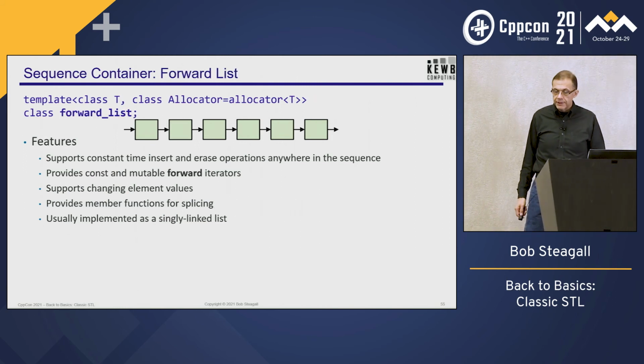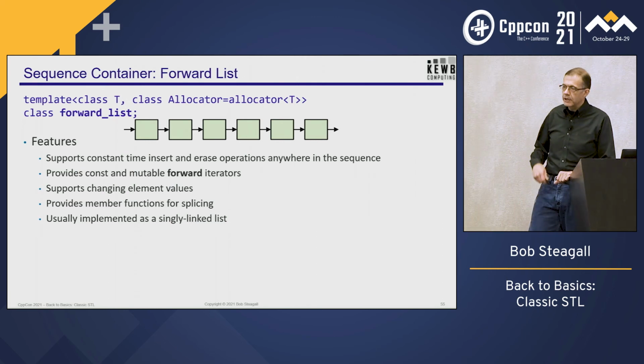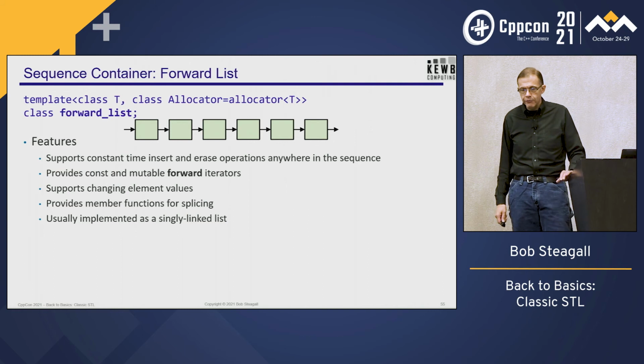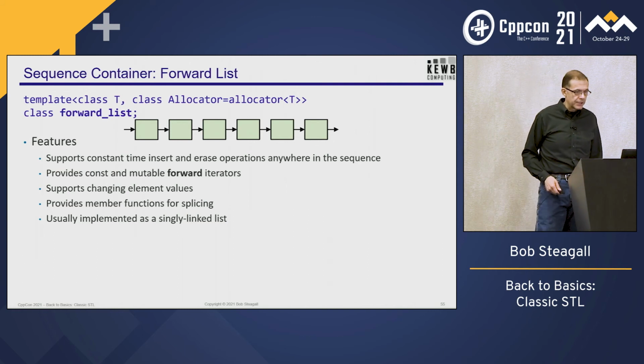We have forward list, which is really a singly linked list. It only allows you to iterate over it in a forward direction, and it also will allow for splicing.